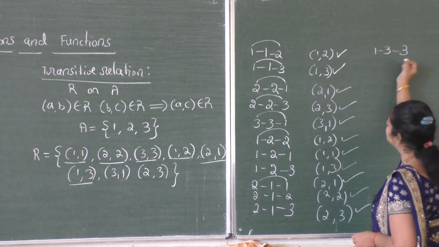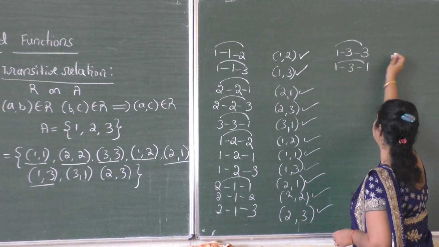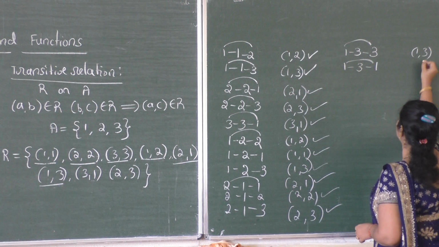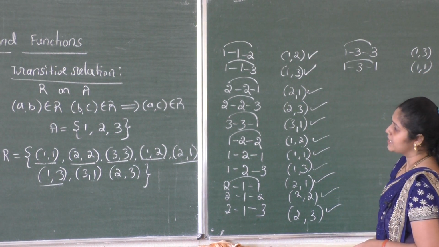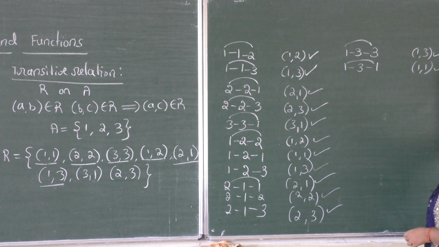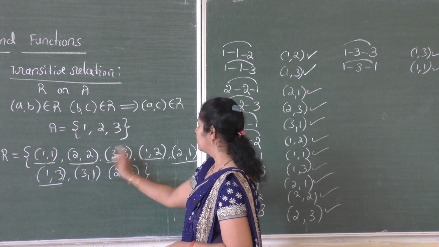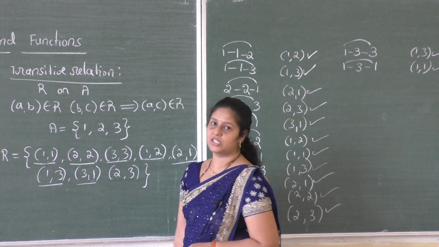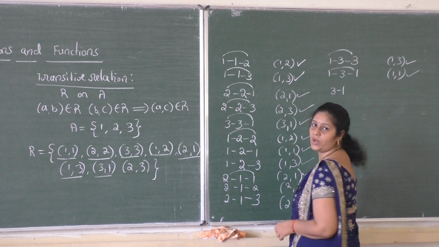So (3,3), 1 goes to 3, (3,1). So that means we have the ordered pairs (1,3) and (1,1). (1,3) is there in the relation R, (1,1) is there in the relation R. Okay, that is about (1,3). Then you can select (3,1). 3 goes to 1.